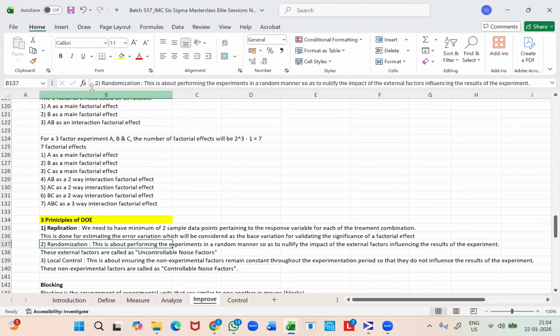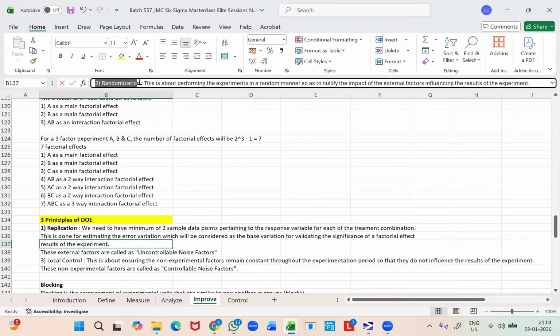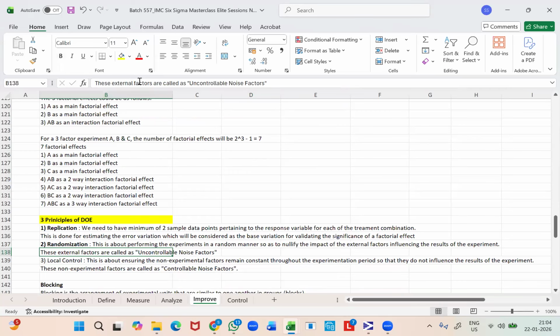So what is this randomization? When we conduct the experiment, there could be certain external factors which might be influencing the results of the experiment. As part of the experiment, we need to analyze and find out whether the experimental factor is impactful or not, with respect to the response variable. When can you find that out? Only when we do not have the influence of the external factors, right?